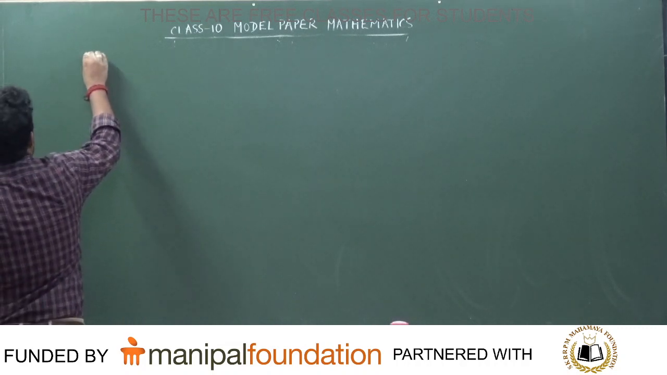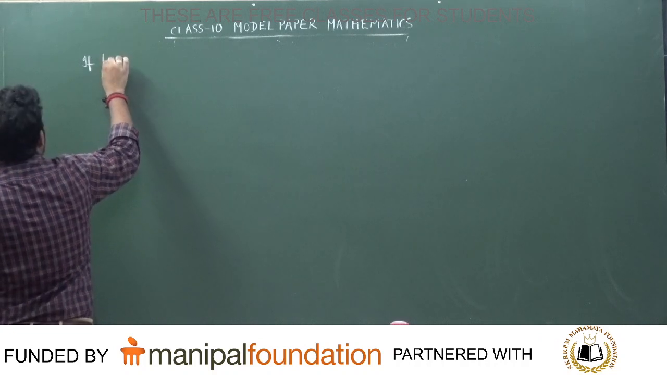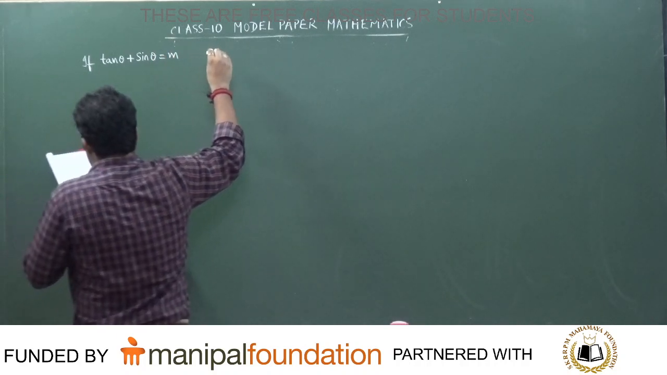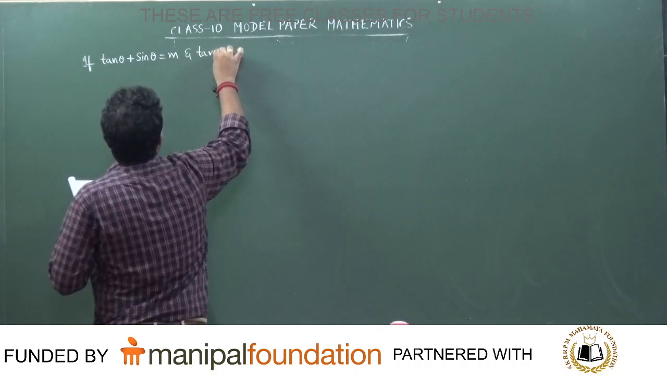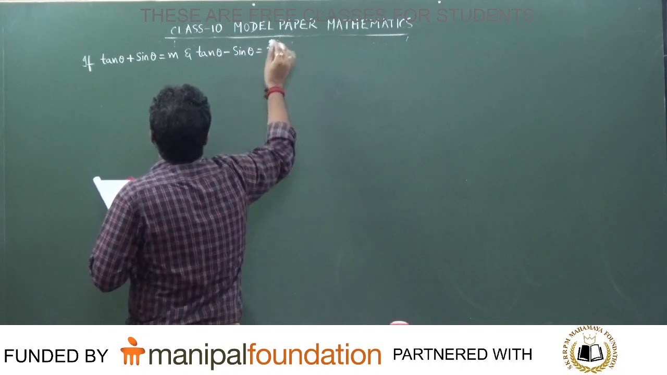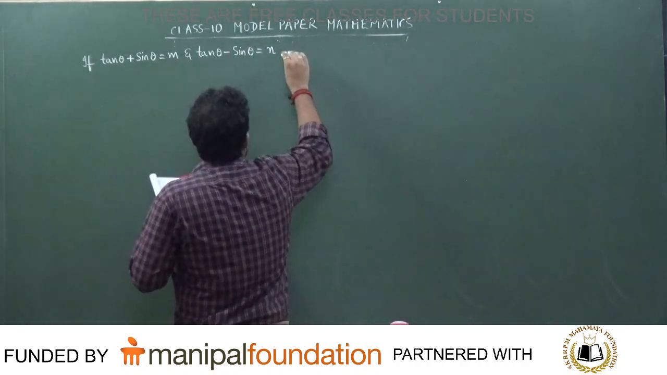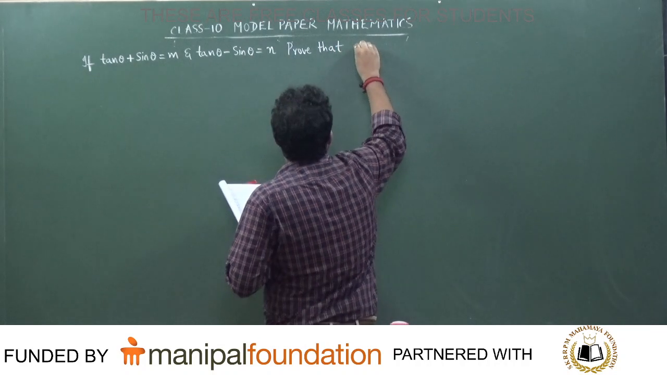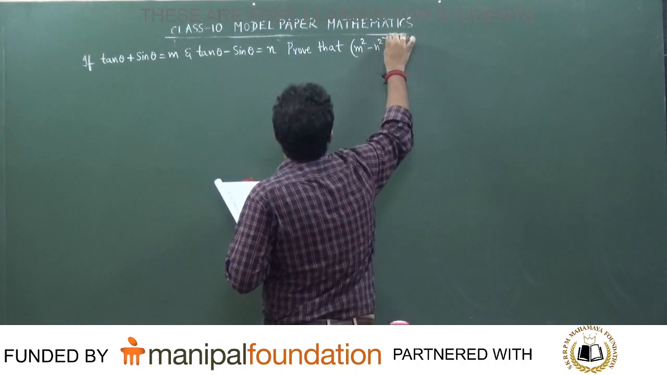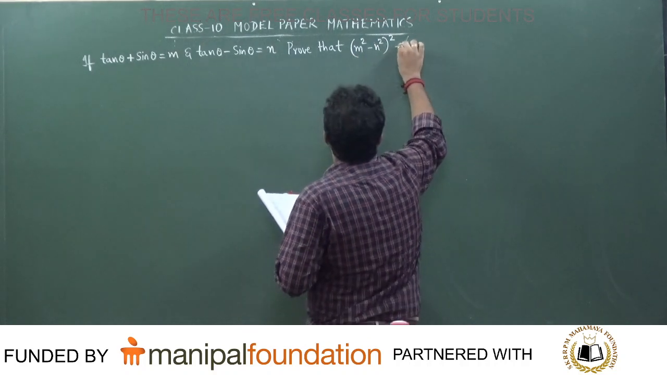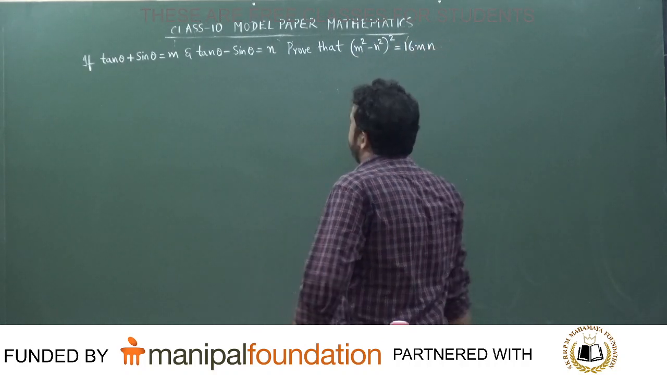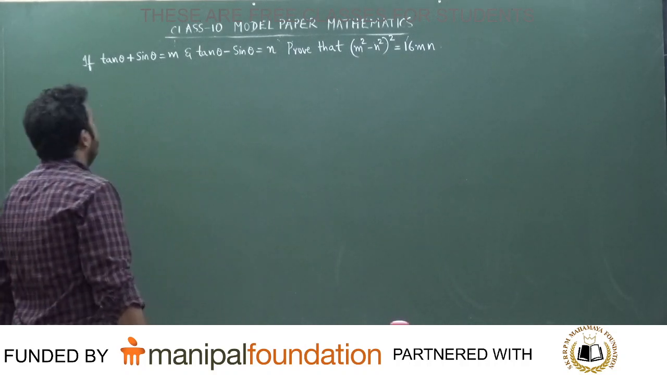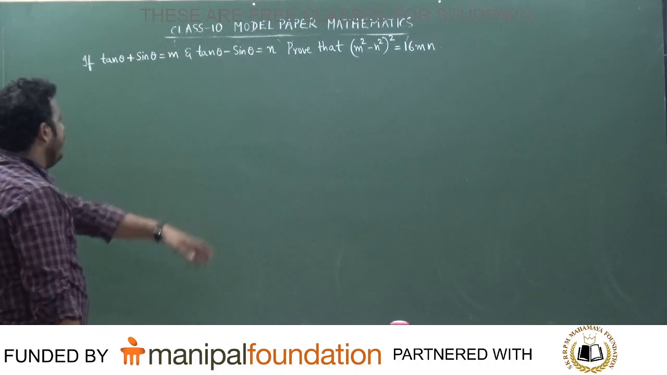Next question. If tan theta plus sin theta is equal to m and tan theta minus sin theta is equal to n, prove that m square minus n square the whole square is equal to 16 times m into n.